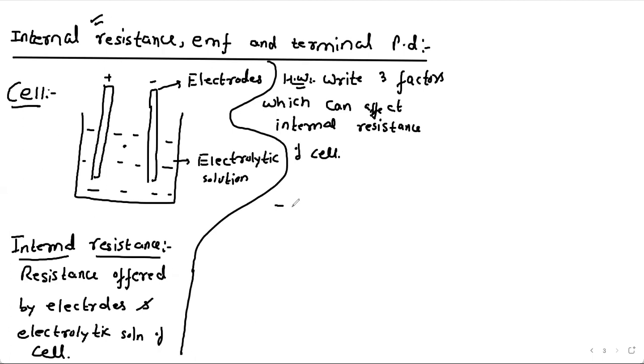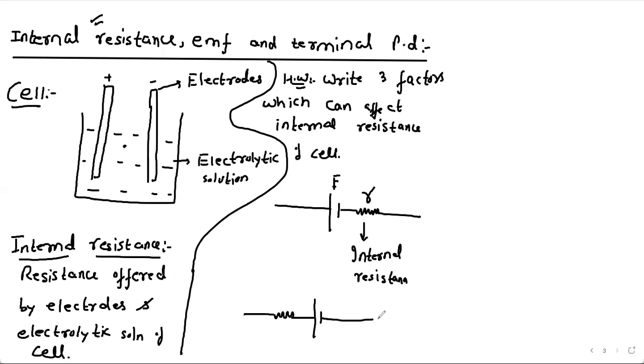Next, how we represent internal resistance in a circuit. This is a cell. The EMF of the cell is E. We connected a resistance small r in series with the cell. That is the internal resistance. This is how we connect internal resistance in the circuit. You can connect this resistor with the negative terminal of the cell or the positive terminal. That's your choice. Like you can connect this internal resistance on the left hand side also. This is the EMF of the cell and this is the internal resistance of the cell. So this is how we connect internal resistance with the EMF of the cell.